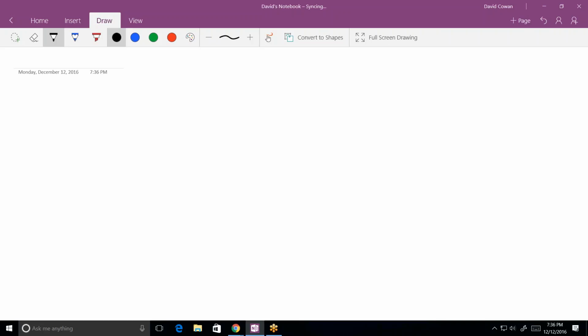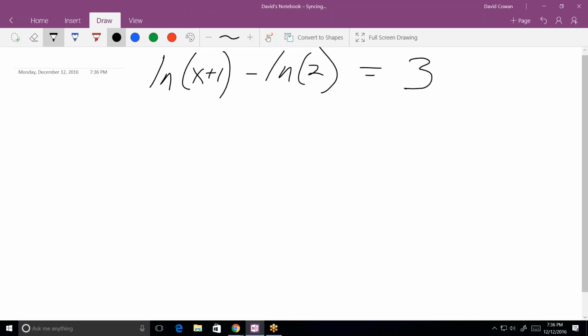What about the natural log of x plus 1 minus the natural log of 2 equals 3? Again, compress the left side. Since there's a minus there, it's going to be division. So ln of (x plus 1) over 2 equals 3.